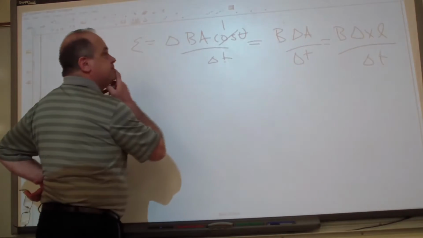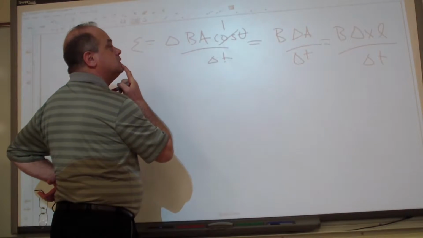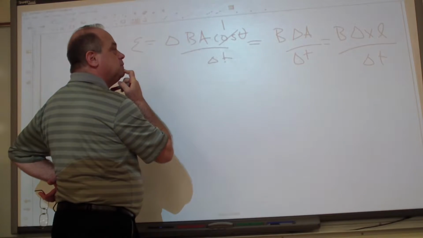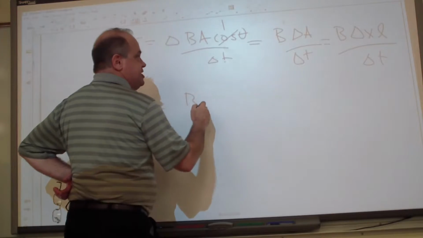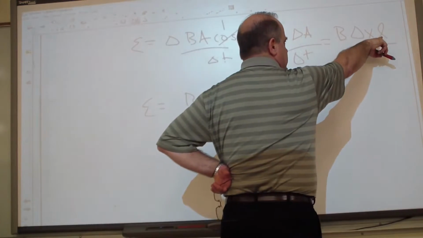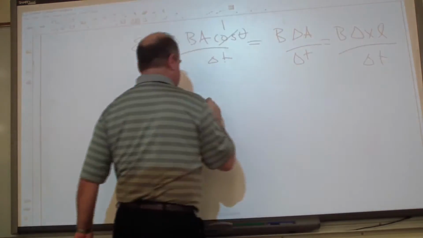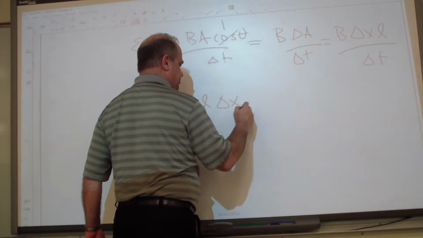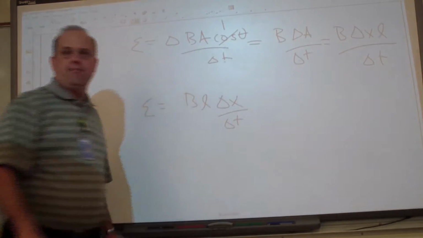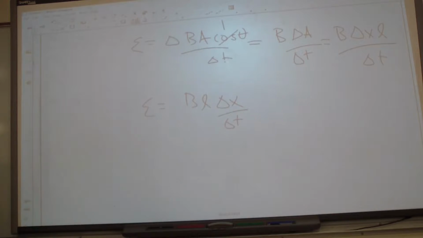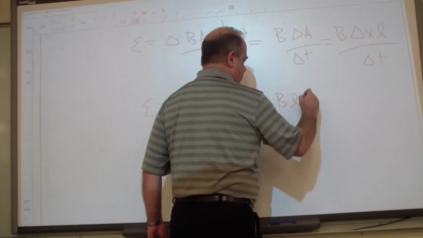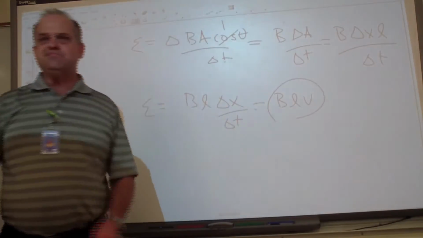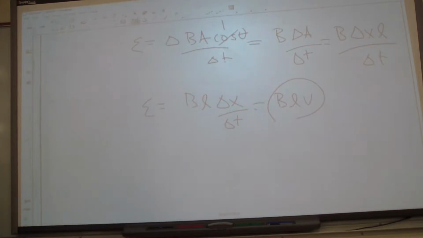And I'm going to do this. Oh, yeah. Here. So this. So B, and the L doesn't change, does it? No. So we bring that outside. We have this. Right? And what's delta X over delta T? Speed. Speed of the bar. So therefore this does equal B, L, V. That's the voltage in the thing. Make sense?